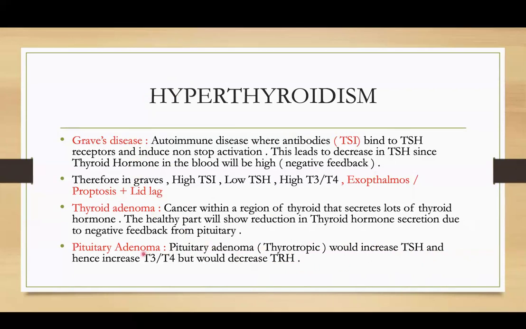But you're going to have an increase in T3 and T4 as well. So one last time, in Graves' disease, we're going to have high TSI, low TSH, high T3 and T4, exophthalmos, and lid lag. In thyroid adenoma, we're going to have high T3 and T4, but low TSH. In pituitary adenoma, you're going to have high TSH, high T3 and T4, but low TRH. It's very important that you understand this, and instead of remembering it, you need to understand it. That's going to make it much easier for you, because once you understand it with the pathways, it's going to be super easy.